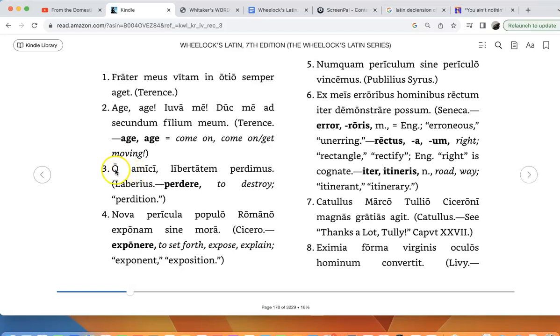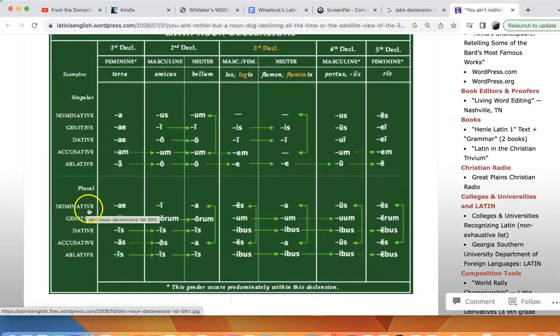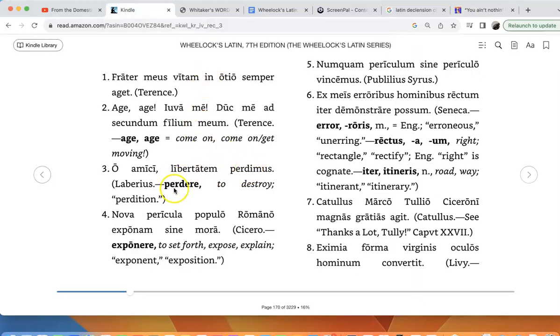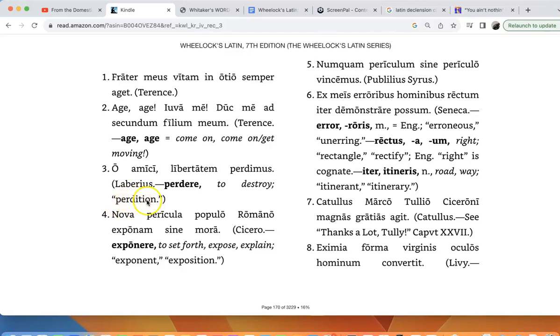So this one's fairly straightforward. Oh, friends, or you could even say, oh, my friends, but amici is second declension nominative plural. So again, think syllabus, syllabi. So, oh, friends, and then perdimus: mus means we, and perdere means to destroy, where we get the word perdition in English. And then destroying what?